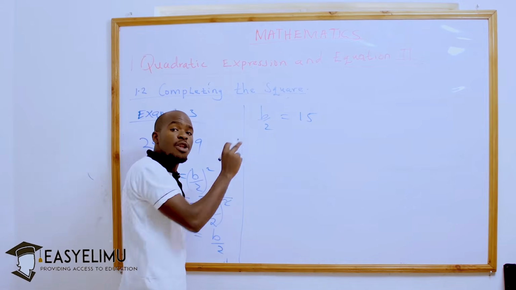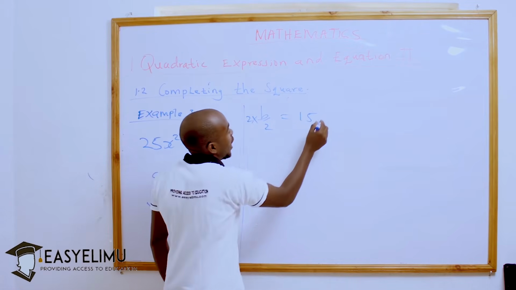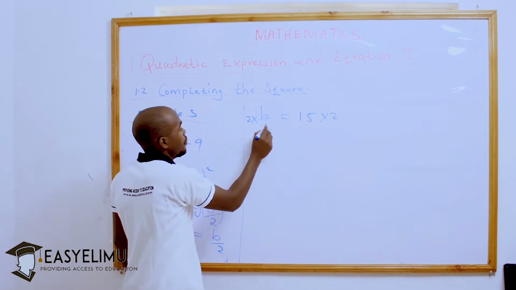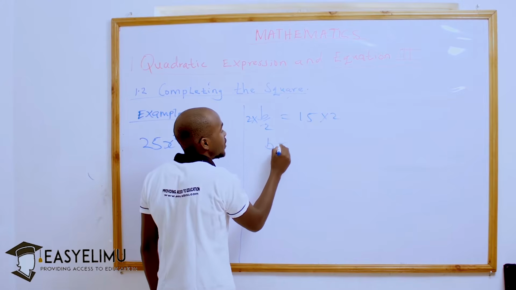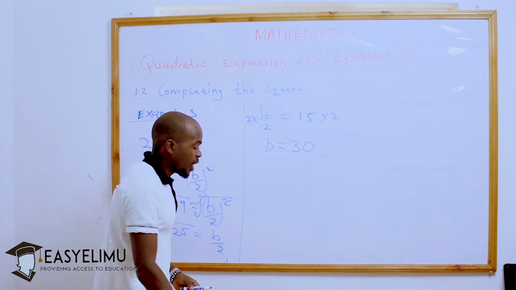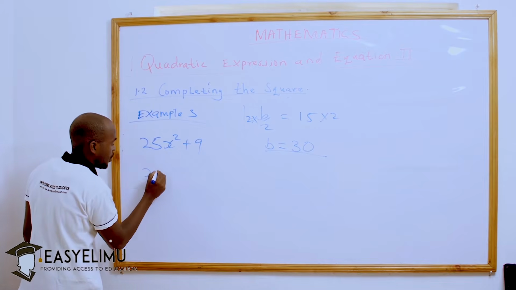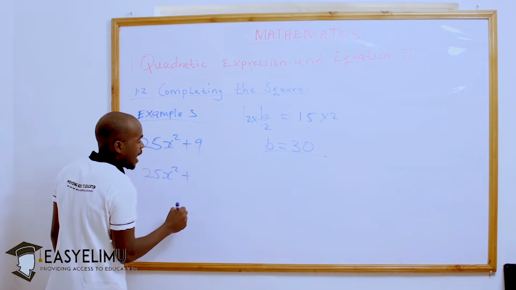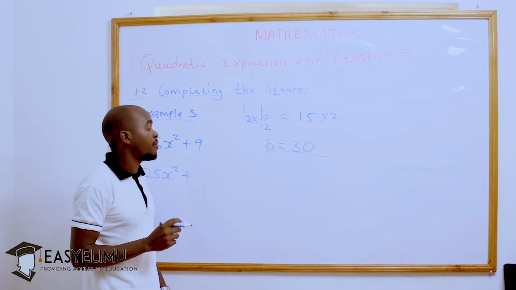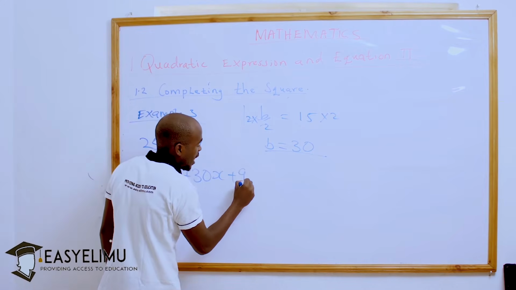If we want the value of b here, we have to multiply both sides by 2 to eliminate the denominator of b. Then b is equal to 15 multiplied by 2, which gives us 30. Now, we can write the quadratic expression. We can rewrite and say it is 25x squared plus, because b we found to be 30, confidently positive 30. So it will be plus 30x, then plus 9.